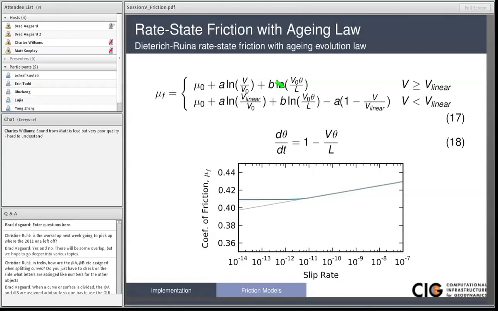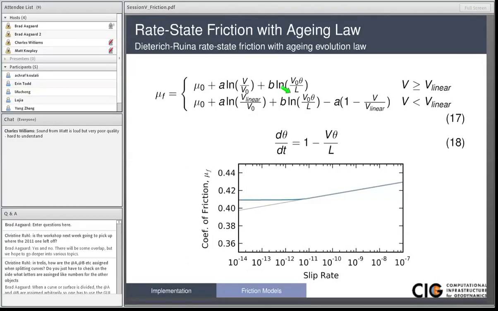The rate and state friction model, this is the coefficient of friction. This is coming empirically from laboratory experiments. There's also some relation to creep models that can be developed analytically. The coefficient of friction has some nominal value, and then there's the direct dependence, which is A times the natural log of V over some nominal slip rate. And then there's the indirect effect, which is B times the log of V0 theta over L, theta being a state variable that has units of time, and L is also known as D sub C, or a critical slip distance.